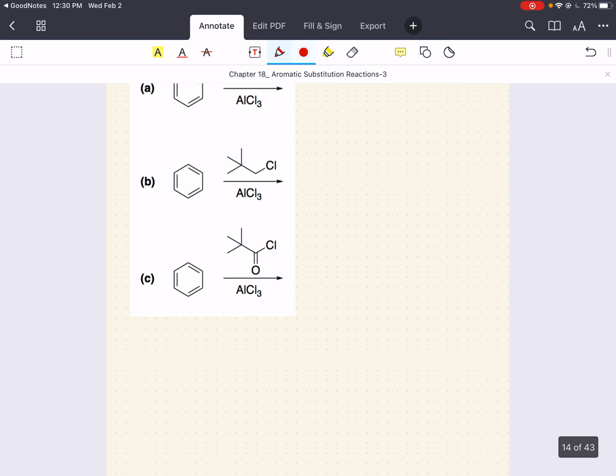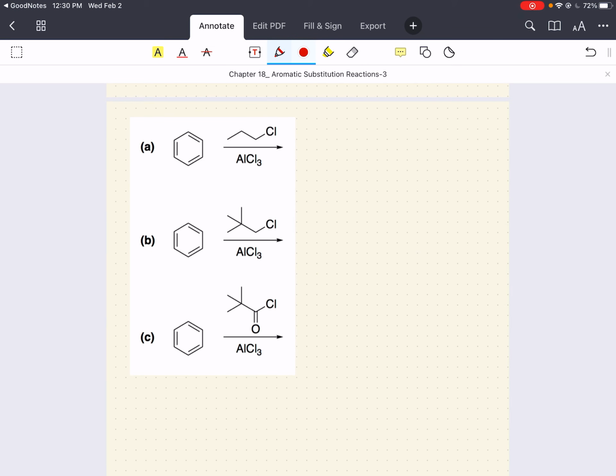And what we're going to do is move on to this set of problems right here. Now, if we take this benzene ring and treat it with this set of reagents, what kind of products are we going to get? Well, the reagents we have here are going to result in a Friedel-Crafts alkylation. The first step is going to be to form this carbocation right here, where this chlorine group leaves. All right, and so we form this carbocation.